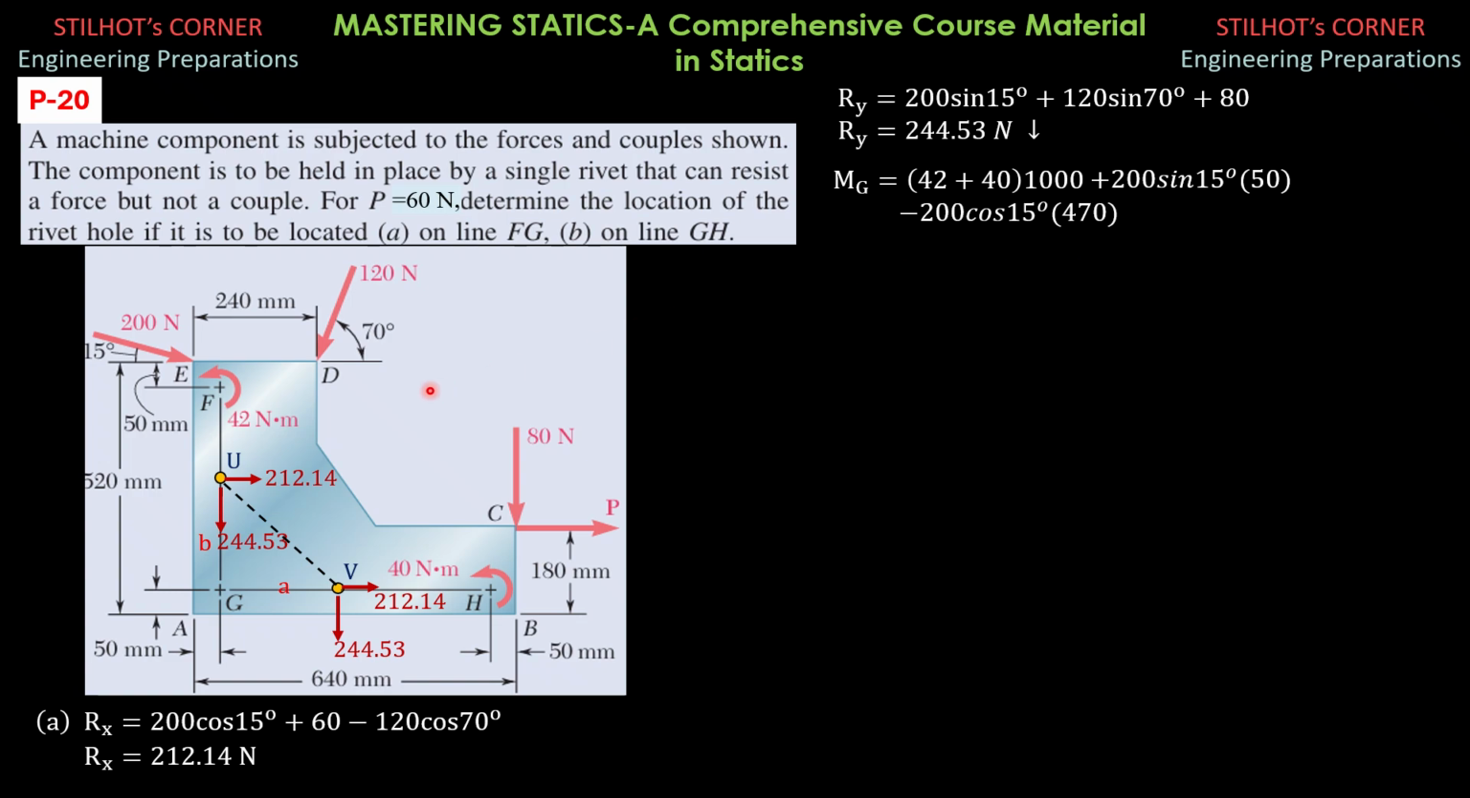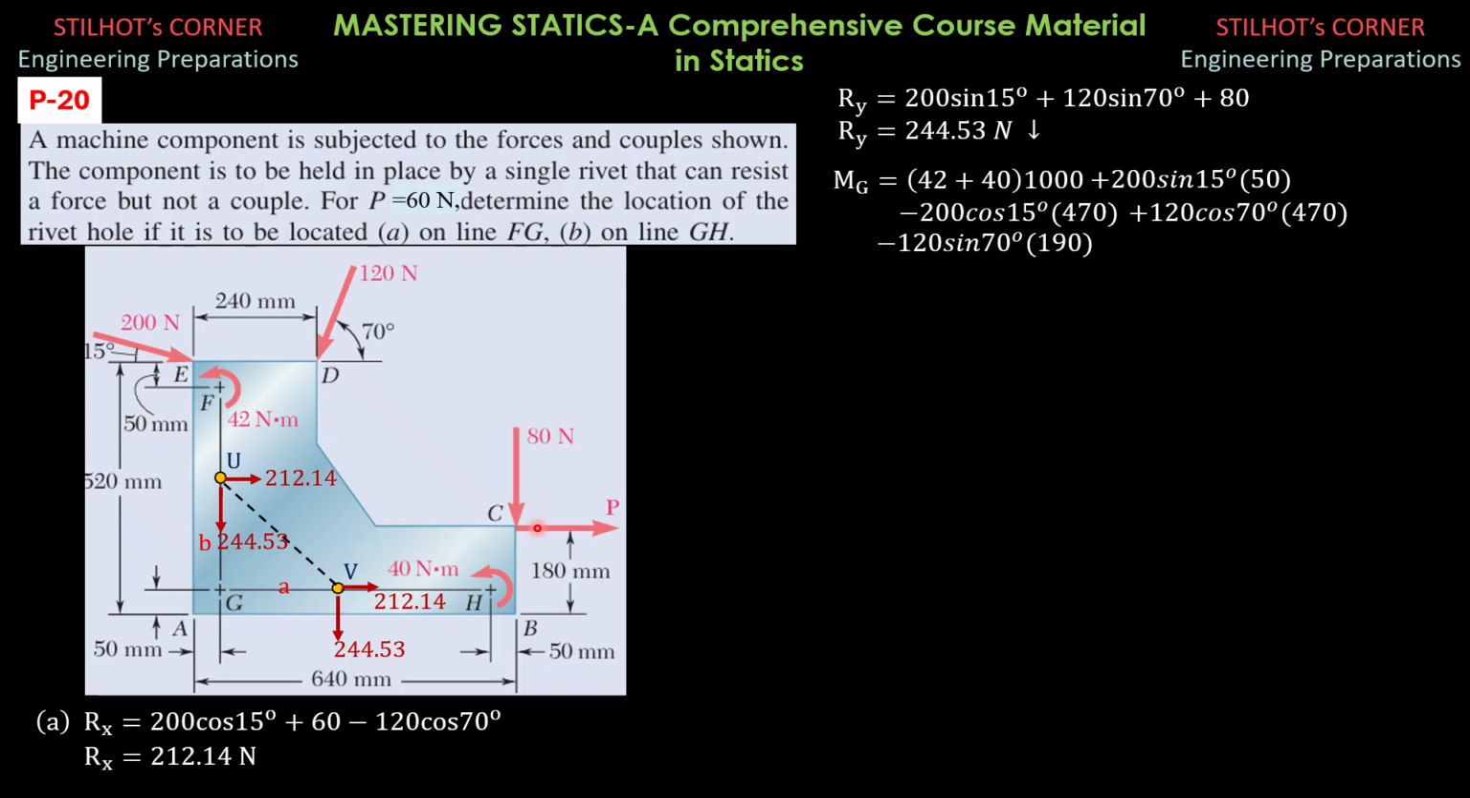Then next we consider this force here. The horizontal component is counterclockwise, so plus 120 cosine 70. The moment arm again is 470, 520 minus 50. So plus 120 cosine of 70 degrees times 470. The vertical component is clockwise, so minus 120 sine of 70. The moment arm is 240 minus 50, that's 190. So minus 120 sine 70 times 190.